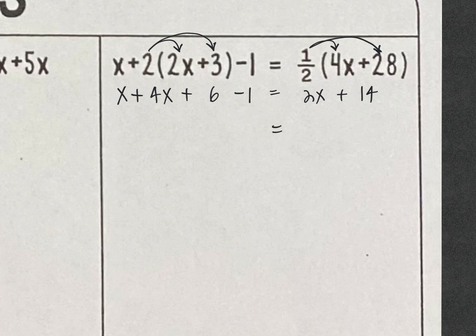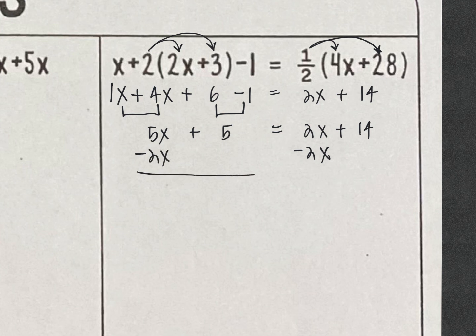Then keep your equal sign lined up and look for any like terms. Remember that x is the same as 1x. So x plus 4x is 5x. 6 minus 1 is 5, and it's a positive 5, so that's plus, equals 2x plus 14. And then we want to get rid of the smaller of the 2. 2x is smaller than 5x. So that cancels. 3x plus 5 equals 14.